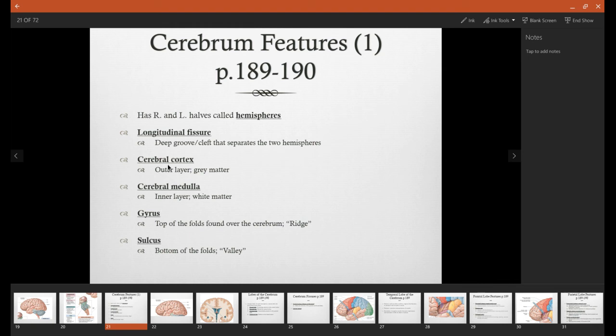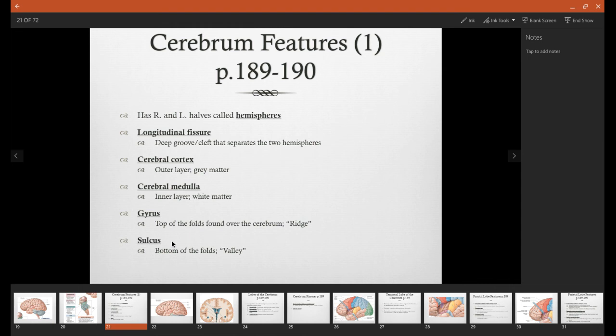The cerebral cortex is going to be the outermost layer of the brain, and this is actually where you find the gray matter. So those are actually the cell bodies of the brain. On the inner layer, the cerebral medulla is all going to be made up of white matter.